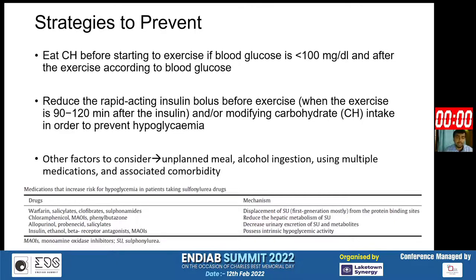Particularly for type 1 diabetes patients, if the patient plans an exercise, we have to reduce the rapid acting insulin bolus dose before exercise, and we have to advise SMBG before and after exercise to avoid hypoglycemia in those patients. And there are several medications which may lead to hypoglycemia, like warfarin, salicylates, some beta blockers, and allopurinol. So if the patient is already on those agents, we have to keep that in mind.